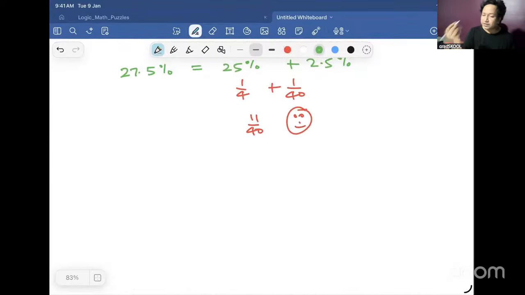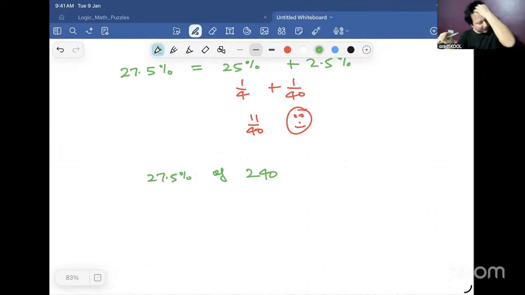So let's say you need to find out 27.5% of 240. Now, how will you do that? This can all be done mentally once you break it down. As you know, 27.5% is 1 by 4 plus 1 by 40. And what is 1 by 4? 1 by 4 of 240 is basically equal to 60.